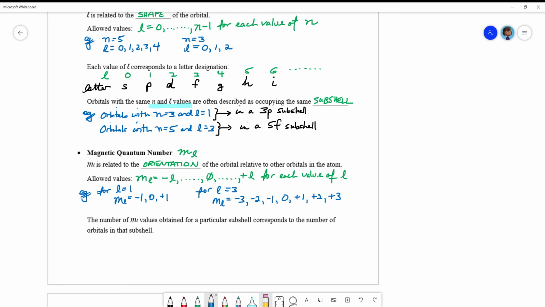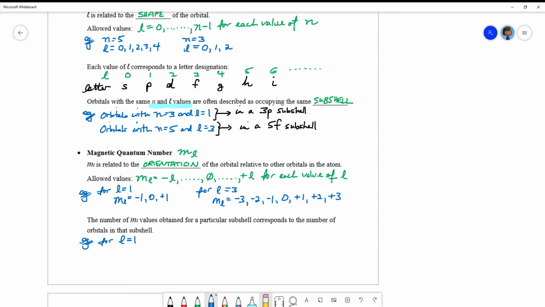Okay. Now, here's something else important about the magnetic quantum number, and that is that the number of m sub L values obtained for a particular subshell corresponds to the number of orbitals in that subshell. Okay, so what are we talking about over here? Well, for L equals 1.